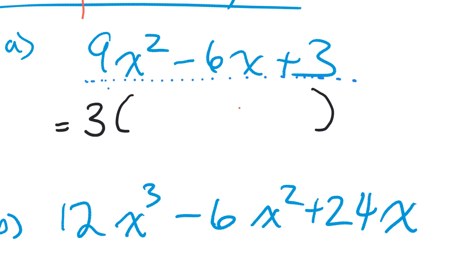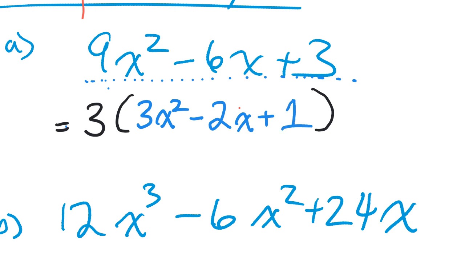So 9x squared divided by 3: 9 divided by 3 gives us 3, and then we just have x squared and bring that down. We bring down the minus sign, and then we say 6 divided by 3 gives us 2, and then we just bring down the x. And now we have 3. We bring down the plus sign, and then 3 divided by 3 gives us 1, and we're done.